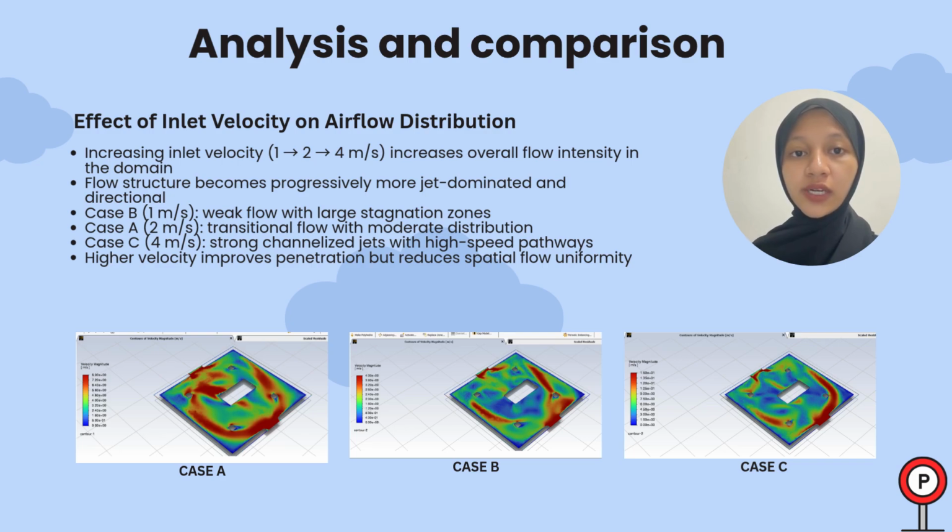The velocity contours show that higher velocity creates stronger acceleration zones and more directional flow paths. However, excessive velocity also creates more localized jets and uneven distribution. Therefore, case A at 2 meters per second provides a more balanced airflow pattern.